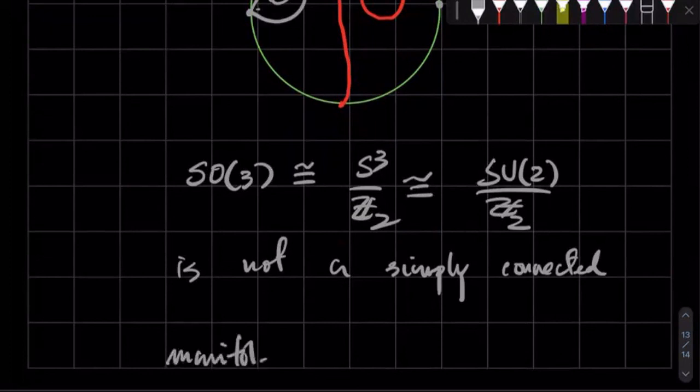Okay, let's take a break. Let's take 15 minutes, and meet back here at 6:30. When we come back, I'll give you an even simpler example of a non-simply connected manifold, okay?